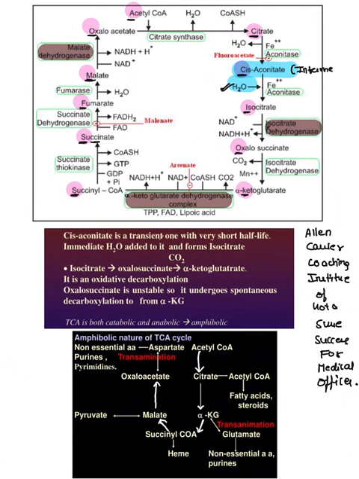Now we need to know which enzyme is inhibited by what. Fluoroacetate inhibits the enzyme aconitase. Arsenate inhibits the alpha-ketoglutarate dehydrogenase complex. Malonate inhibits the enzyme succinate dehydrogenase. I'll give you a mnemonic to remember this also.